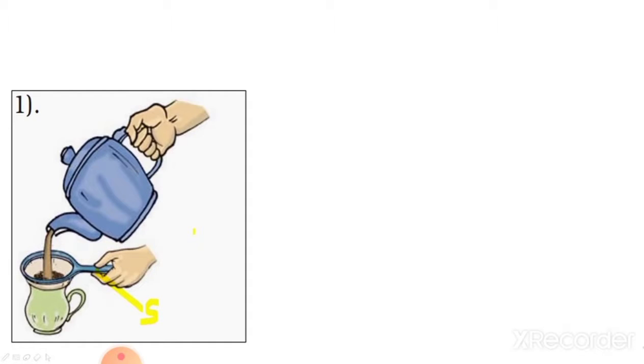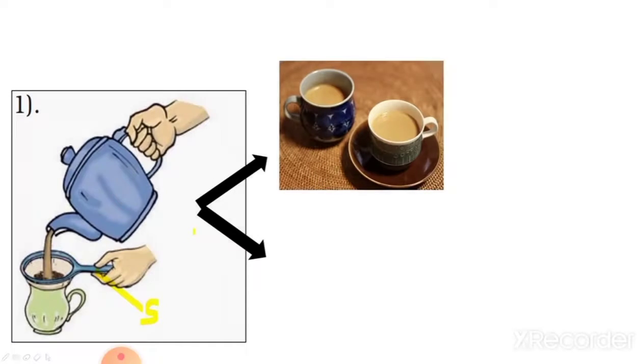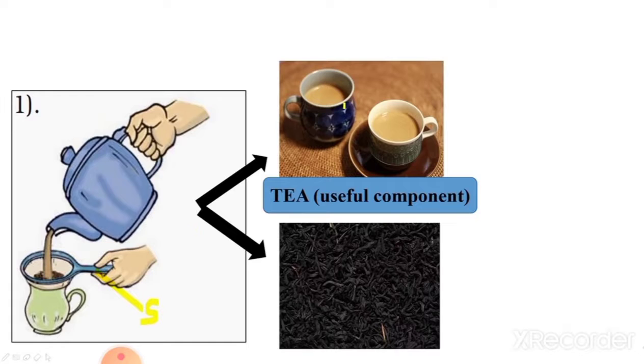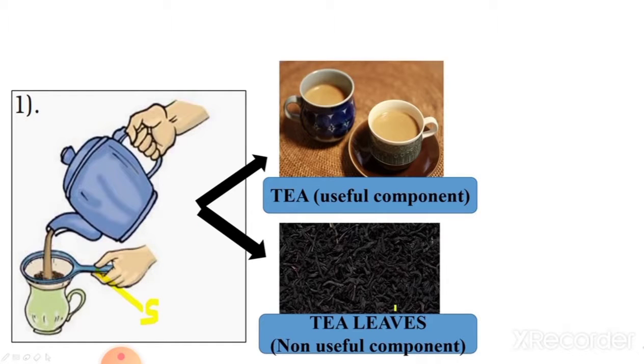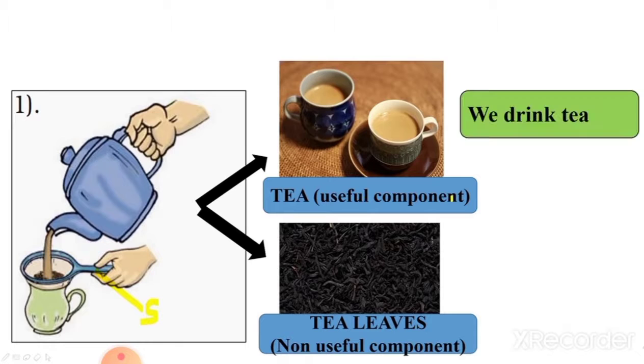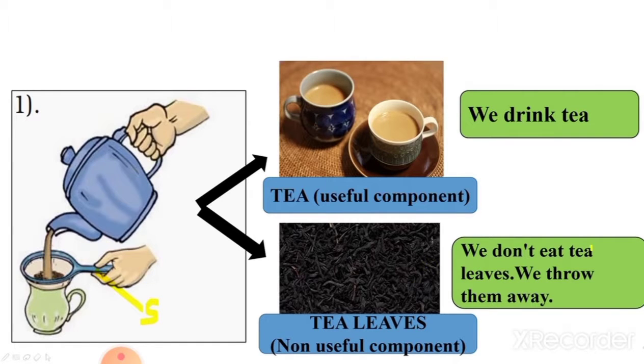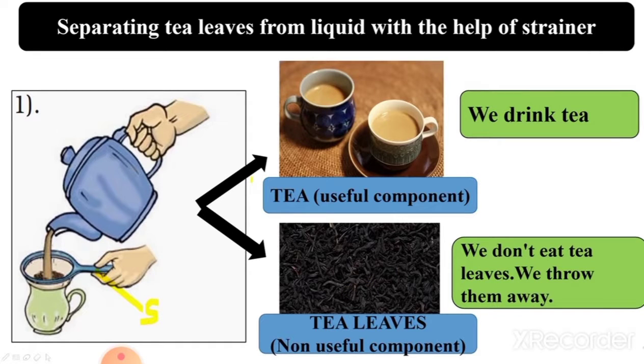So why is he doing this? Why is your mother or your father doing this? Because they are separating the tea liquid from the tea leaves, right? They are separating a useful component, because we drink tea, from a non-useful component, that is tea leaves, because we usually don't eat these tea leaves, right? We throw them away. So this was the first example of separation, where we have separated a useful component from a non-useful component, right? Separating tea from the tea leaves.